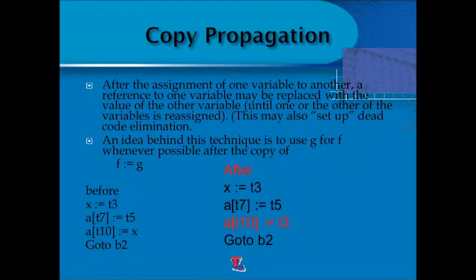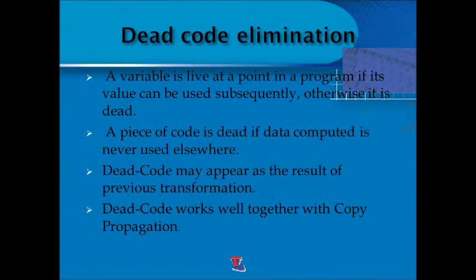Copy propagation. After the assignment of one variable to another, a reference to one variable may be replaced with the value of another variable. The idea behind this technique is to use G for F whenever possible after the copy F equals G, for example. We can see the before and after change.